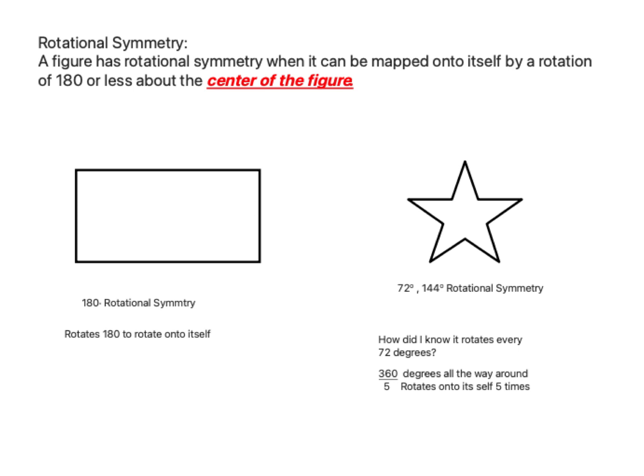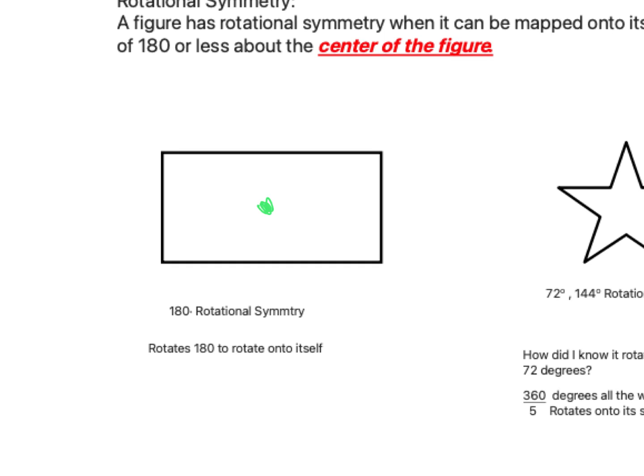Okay, the next thing we're going to talk about is rotational symmetry. Rotational symmetry basically means if you put a pin smack dab in the middle of this shape, after how many degrees would it land on itself again? So if you look at a rectangle, if you start rotating it, it has 180-degree rotational symmetry, because that means it's going to rotate around 180 degrees and it will look exactly like it did before. Now, if we only rotated it 90 degrees, it would look like that.